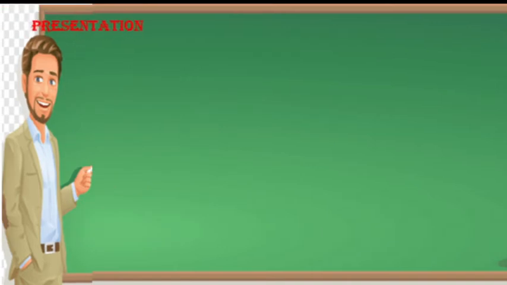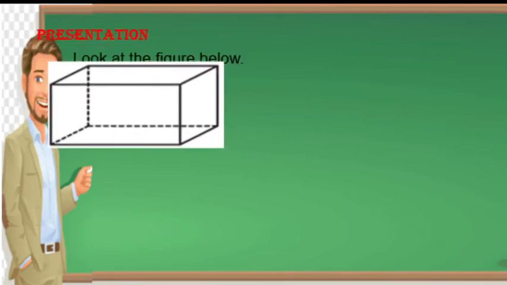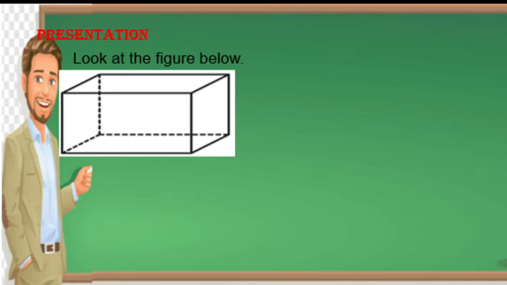Okay, so this time let us proceed to our main lesson. How to get the surface area? Look at the figure below. What is it? This is a rectangular prism with its dimensions. 8 centimeters long is the length. The width is 4 centimeters and the height is 3 centimeters.